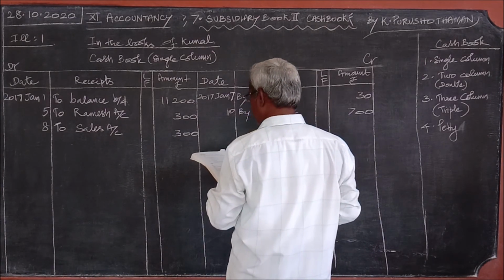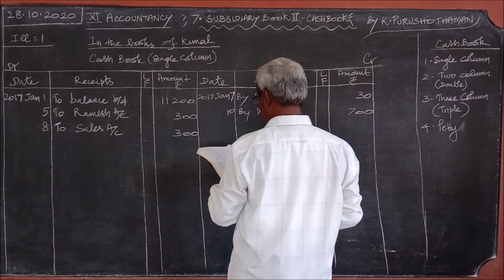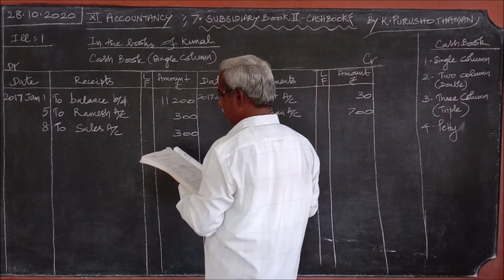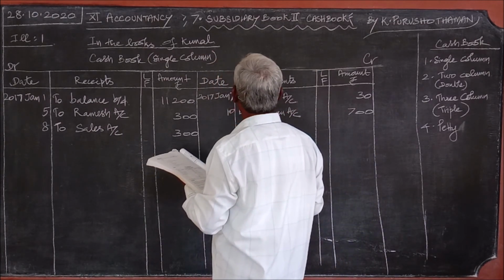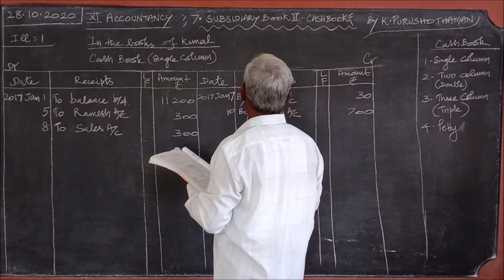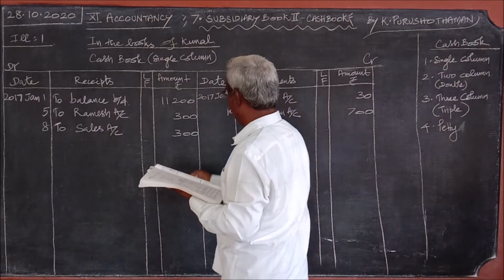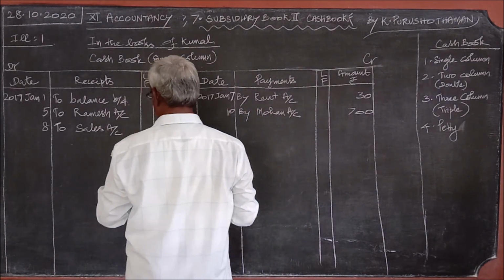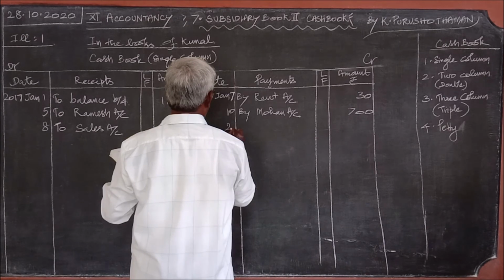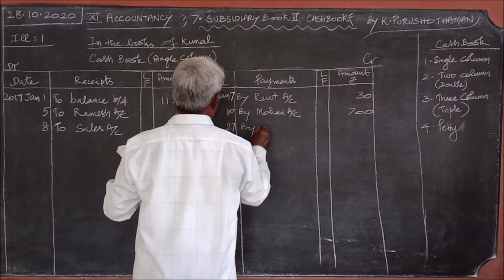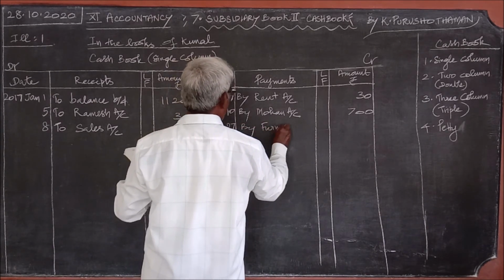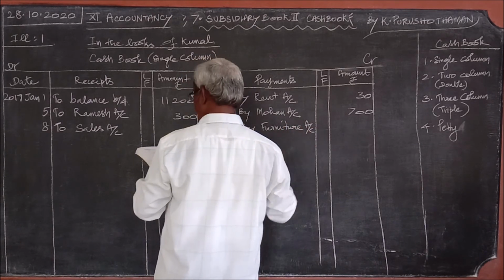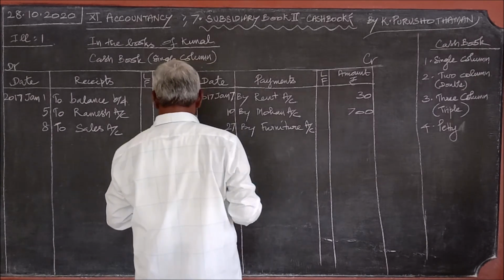Then purchased furniture for cash. When furniture is purchased, we will pay the cash or receive the cash? We will pay the cash only. Therefore, purchased furniture for cash, by furniture account, 200.